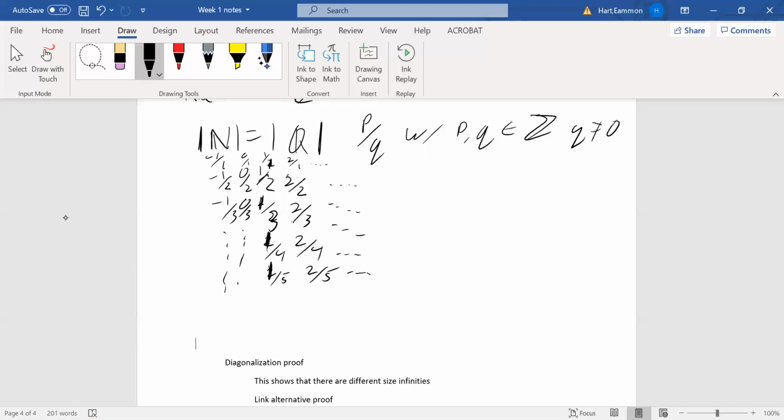This actually covers every single one of our fractions infinitely many times, because 1/2 is equal to 2/4 is equal to 3/6 is equal to 4/8, and so on.